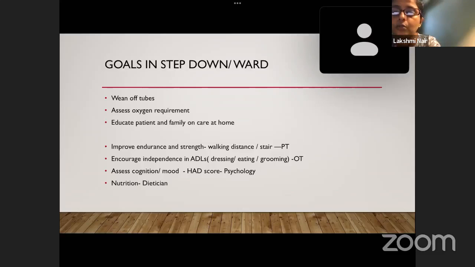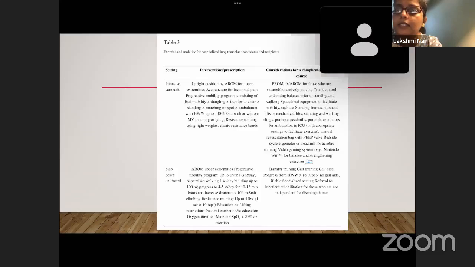Nutrition, the dietitians need to really take care. Low potassium, healthy, low cholesterol, all those things. Also strictly ask them to avoid outside food because it can cause GI infection. Probiotics are better avoided. All this the dietitian needs to take care of.